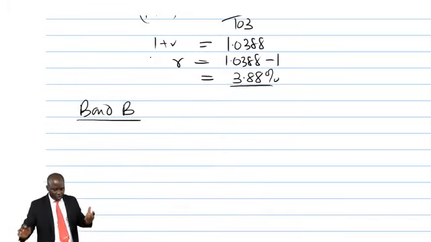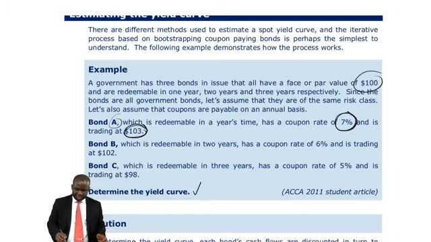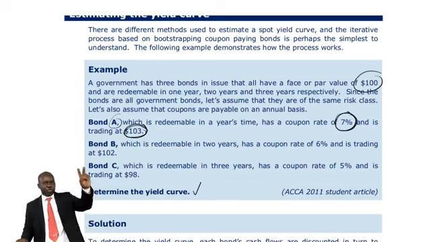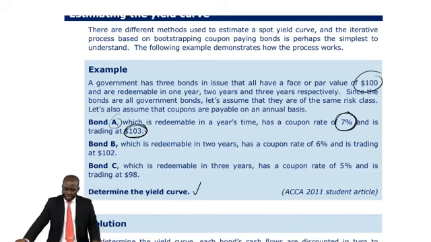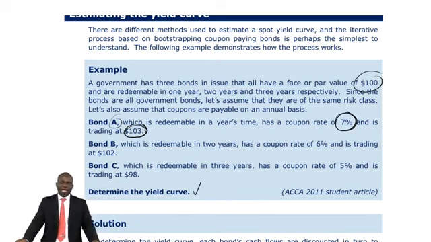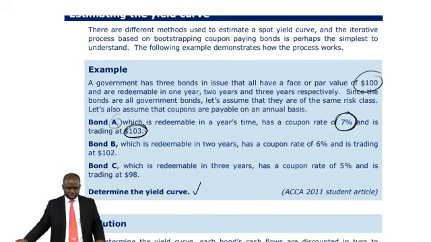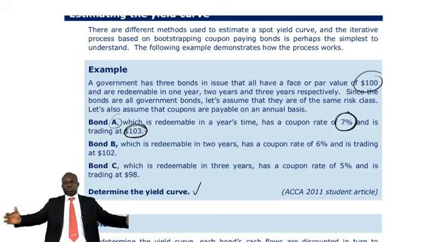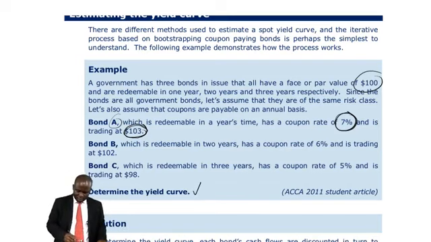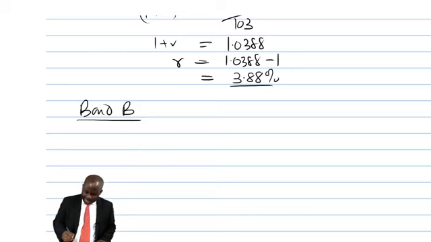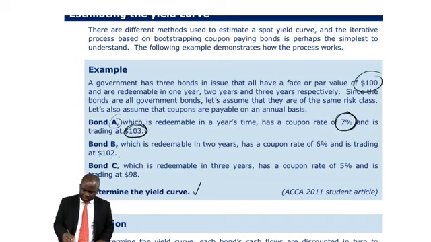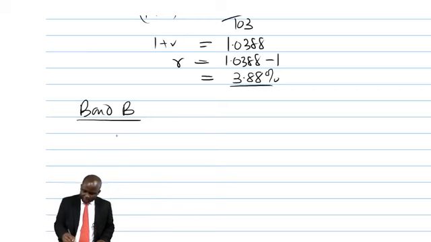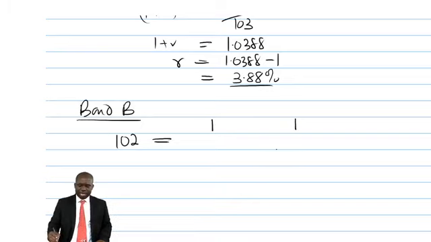With bond B, let's go and read. Bond B, which is redeemable in 2 years, has a coupon rate of 6% and is trading at 102. So the market value will be the present value over the 2-year cash flows, isn't it? So when I come here, I will say the market value of the bond, which is 102, should be equals to present value of year 1 and then year 2.